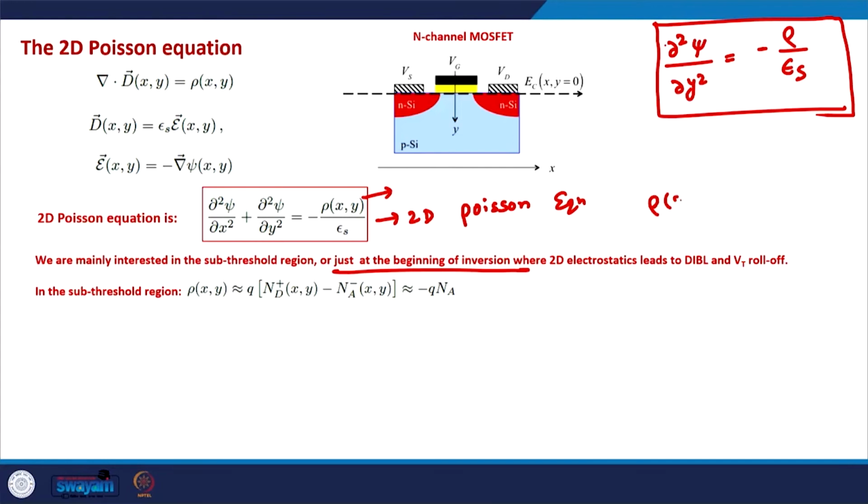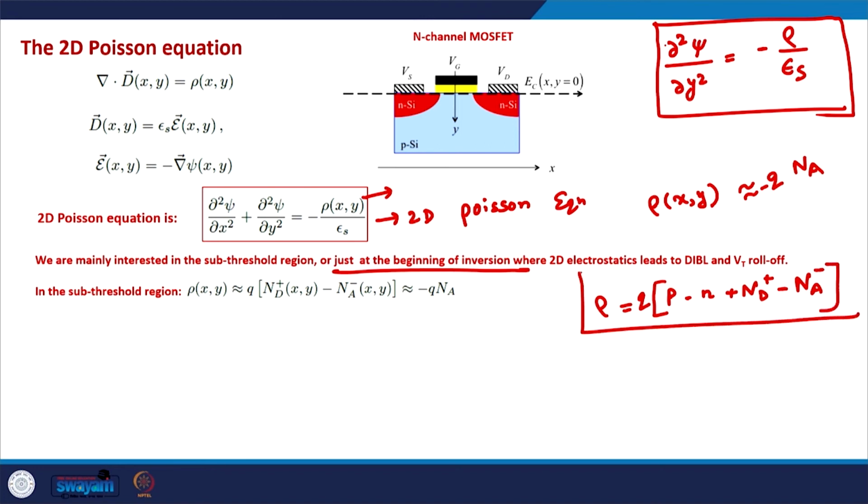That is what we have also seen earlier. So, this rho xy just at the beginning of inversion can be written as the charge due to the depletion. In general, this rho is actually q times the charge due to holes minus the charge due to electrons plus the charge due to ionized donors minus the charge due to ionized acceptors.